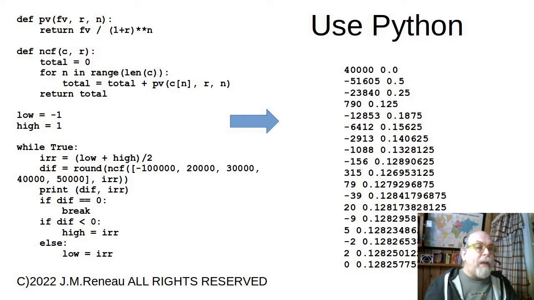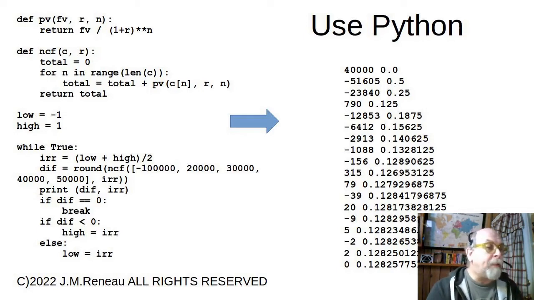So you can see that it started with an internal rate of return at 0, but the difference was $40,000. Well, that's not going to work. It then went to an internal rate of return of 50%. That's too big. It then went to an internal rate of return of 25%. That's too big. It went to an internal rate of return of 12.5%. That's too small. So it then kept cutting the difference between those two until it finally honed in on the right answer at 12.82% as the best answer for this internal rate of return.